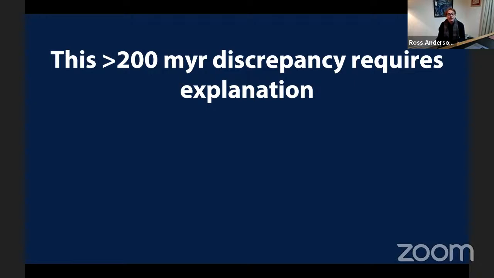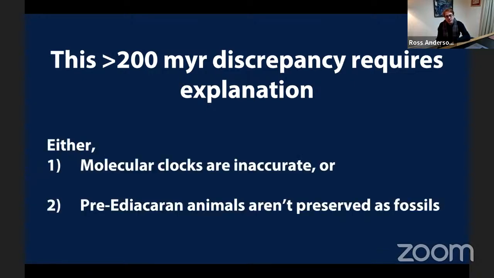What is the truth behind the timing of animal origins? Well, there are two real possibilities. Either molecular clocks are simply inaccurate, or pre-Ediacaran animals aren't preserved as fossils.